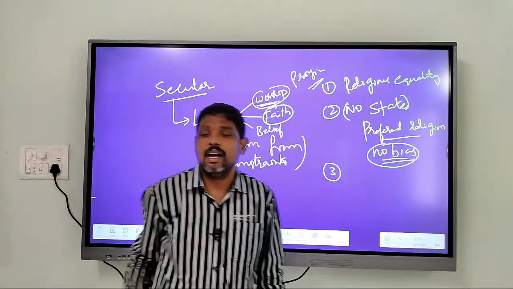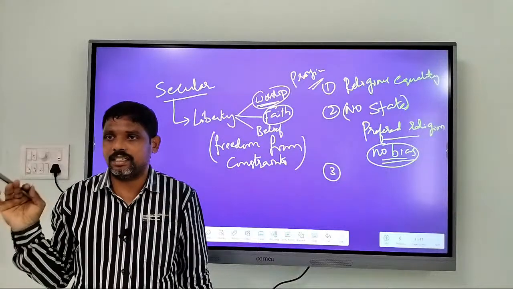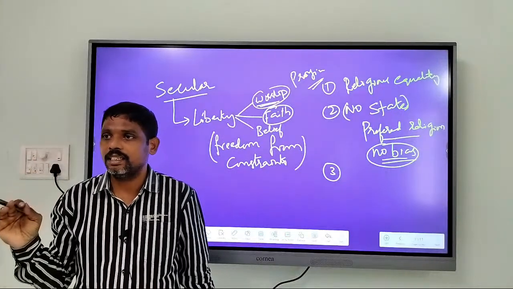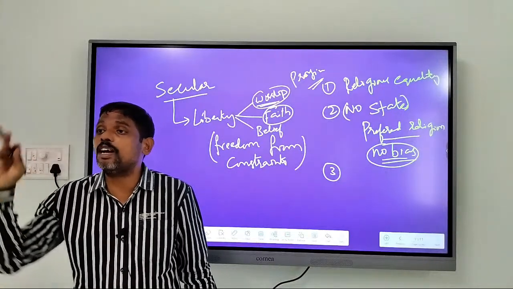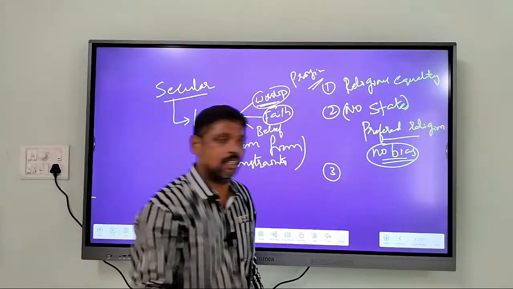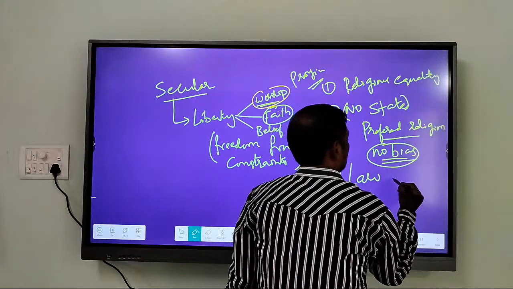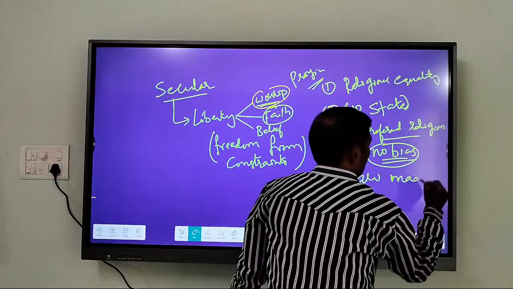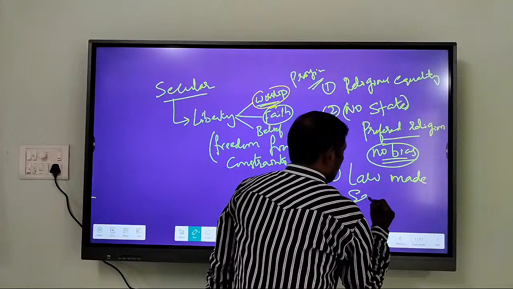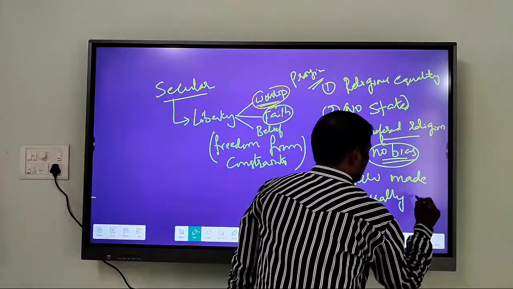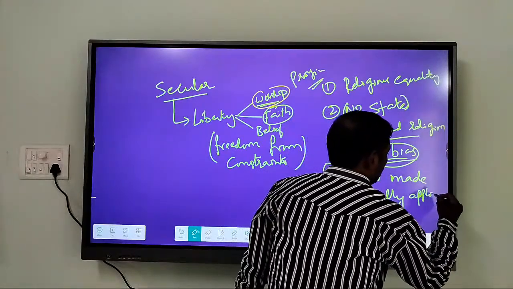That means what? The law that is made by the state is equally applicable to all the religions. A law that is made is equally applicable to all the religions.